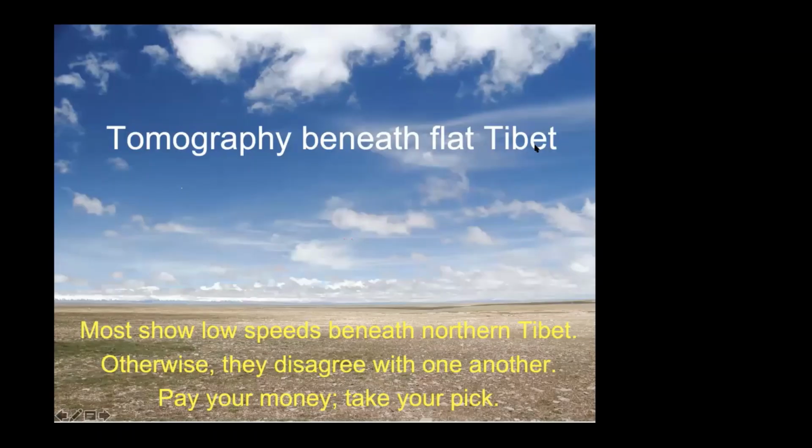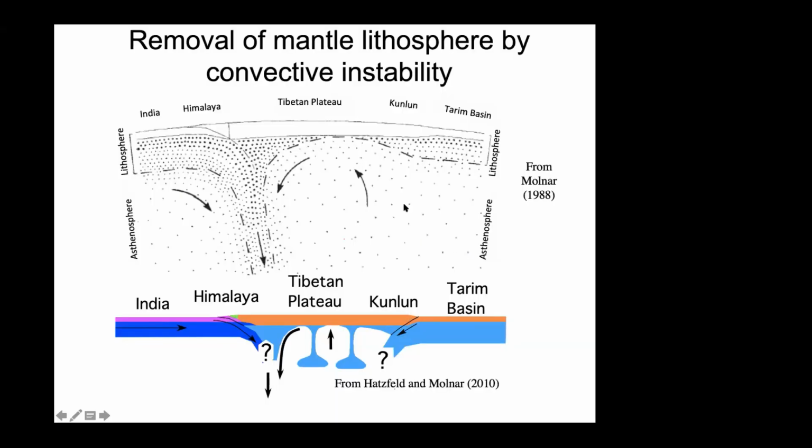Tomography beneath flat Tibet: most show low speeds in northern Tibet. Otherwise, they disagree with one another. So as we say, pay your money, take your pick. And if we go back to this, this is the image, these are the images I want to leave you with: that mantle lithosphere has been removed, maybe in one big downward sinking region in the south and thinning of mantle lithosphere in the north, maybe thinning by blobs, and maybe by some other process. I don't know what it is, but I think we don't know.